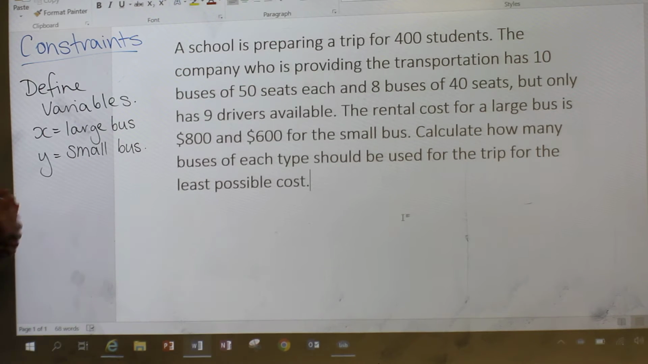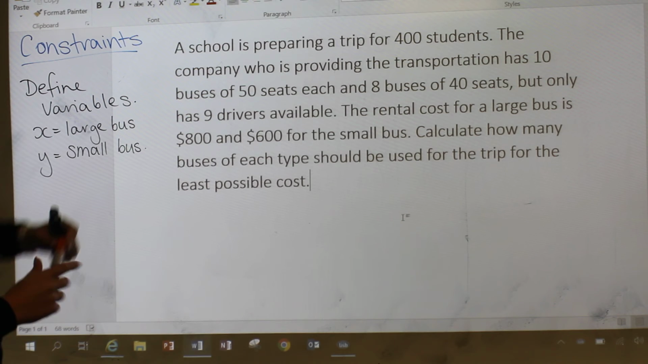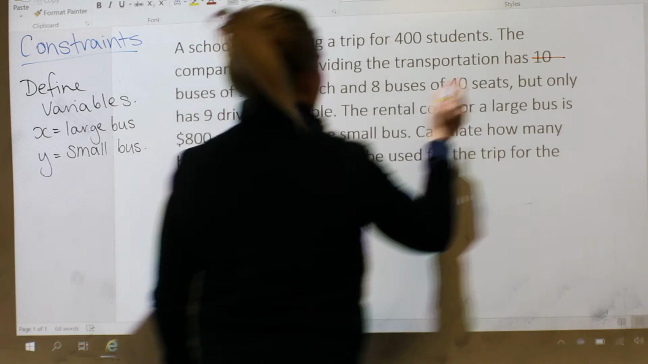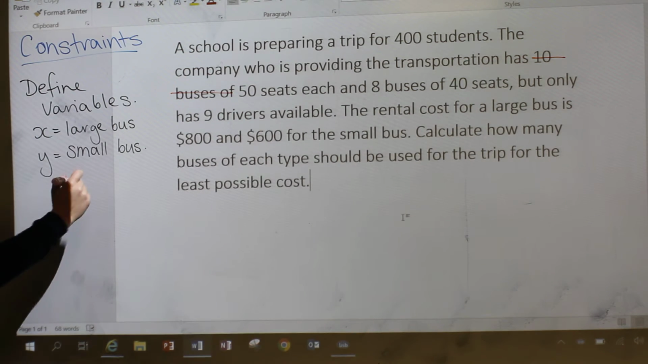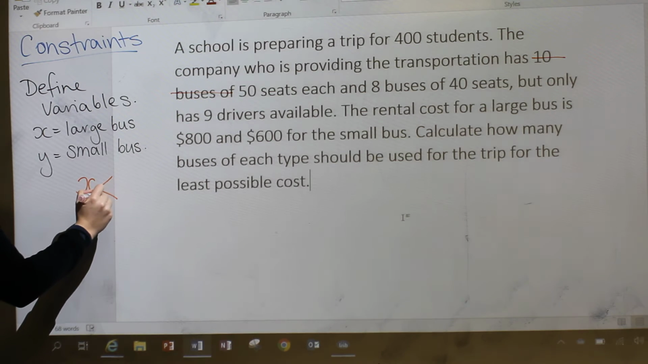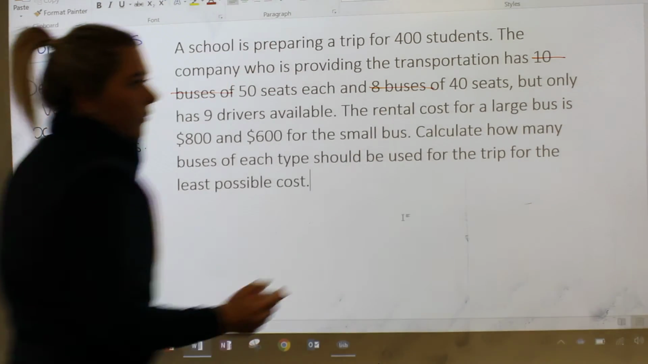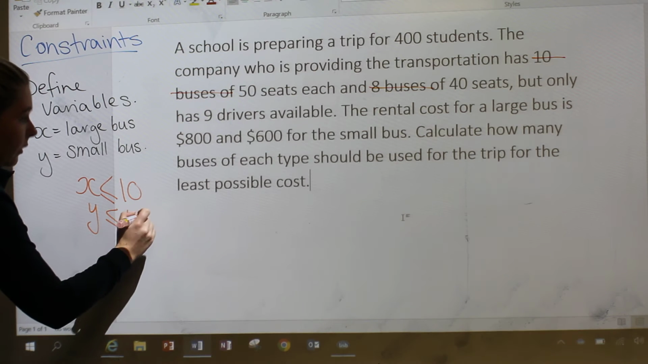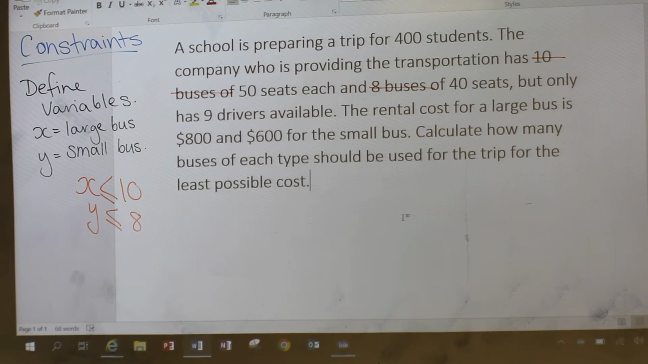Now we're not going to do this in order. We're going to just chip away at little bits at a time. Okay. The transportation has 10 buses of 50 seats. Let's get rid of this bit first. It only has 10 buses of 50. So we know that X has to be less than or equal to 10 because there's only 10 large buses. And 8 buses of 40 seats. So Y has to be less than or equal to 8, not 4. Rightio, that's those 2 bits done.